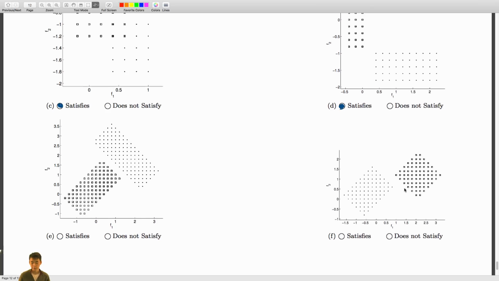And then for both E and F, you see that they're slanted, so knowing one feature affects what we think about the other. They're not conditionally independent given the class, so neither of these will satisfy the modeling assumptions of naive Bayes.